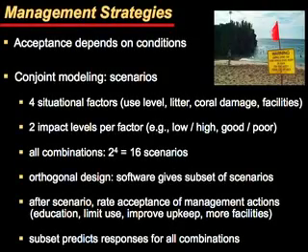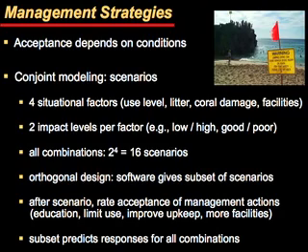As I said earlier, acceptance and support of different management action really, in my opinion, depends on current conditions. And what we did is we did conjoint modeling, similar to stated choice, stated preference modeling, that comes out of the marketing literature, where we asked hypothetical scenarios, where we varied 4 different situational factors: use level, litter, coral damage from recreation, and facilities. And 2 impact levels per factor, and I just put low, high, good, poor. We quantified that as well in the survey.